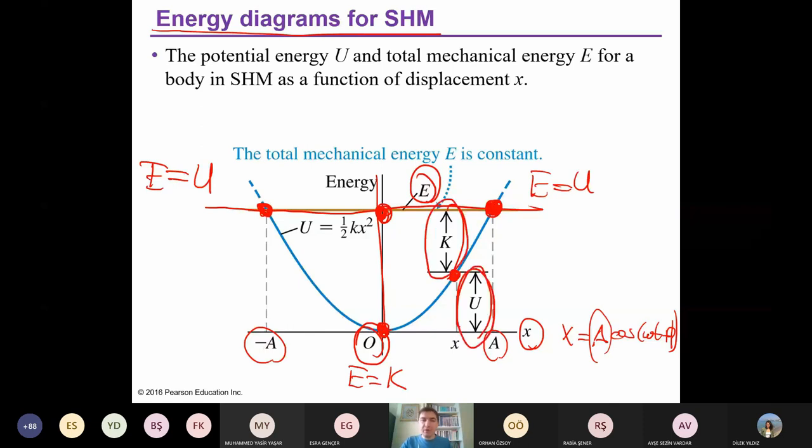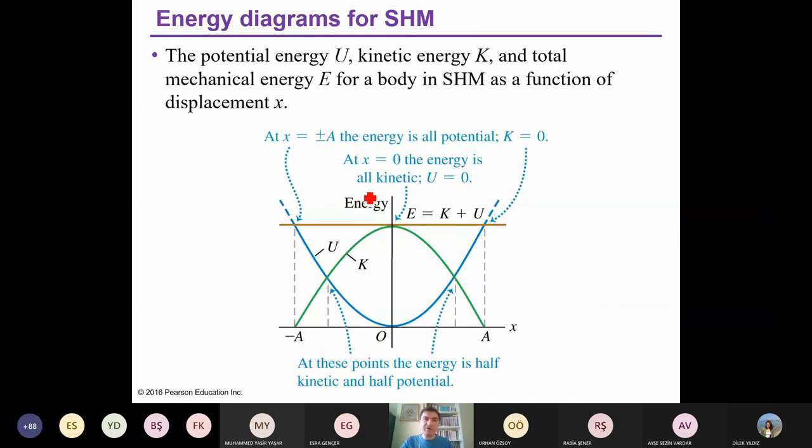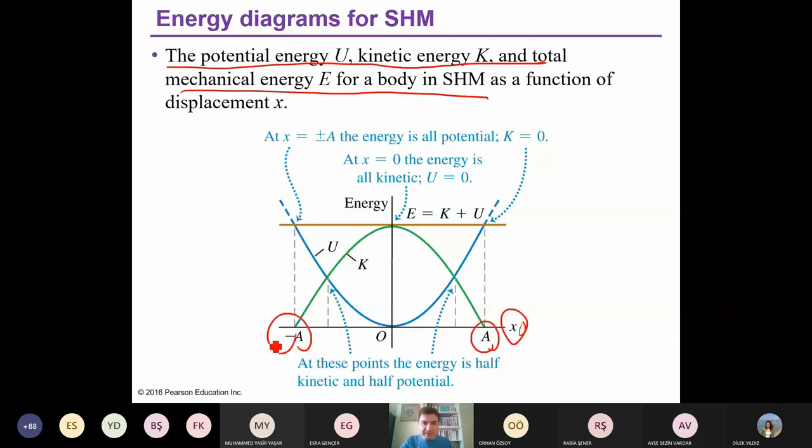And just plot the potential energy, kinetic energy, and total mechanical energy for a body in simple harmonic motion as a function of displacement. Again, this is the displacement, maximum amplitude in positive x, maximum amplitude in negative x, and this is the total mechanical energy, which is constant, where we have zero kinetic energy.